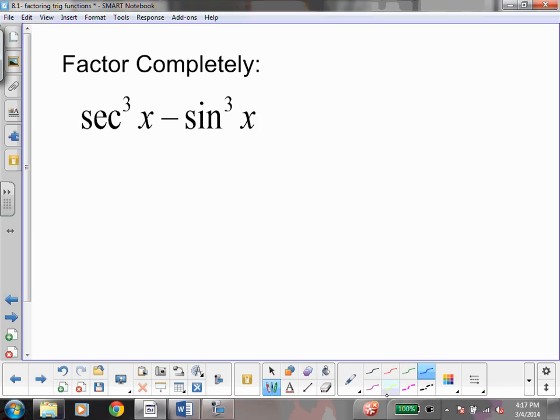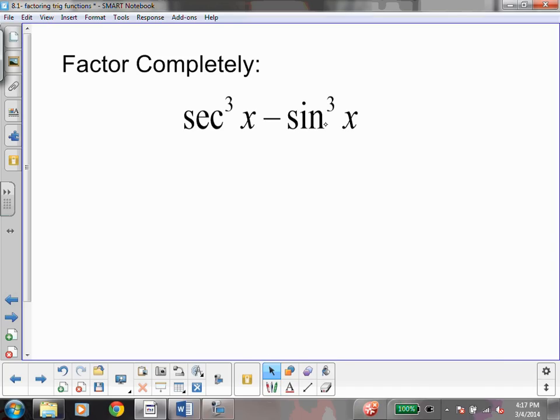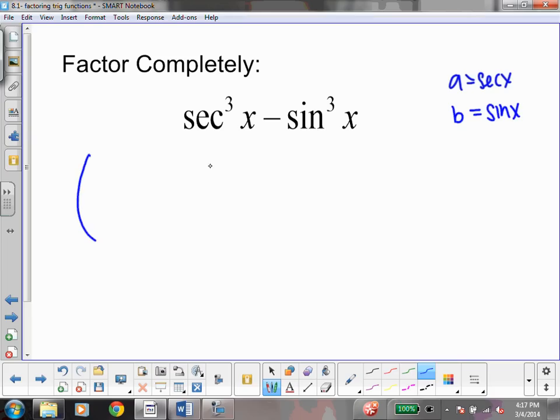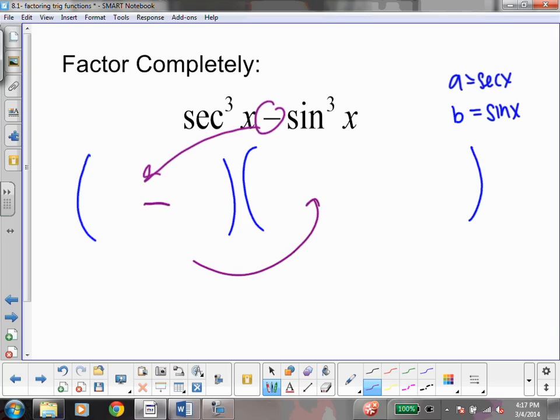Now let's consider this one. I have the difference of cubes here, because secant cubed is a perfect cube, and sine cubed is a perfect cube, which means that my a term had to start out as the secant of x, and my b term had to start out as the sine of x. Because I know my special factoring patterns, I can jump straight here. I know the first sign is going to be the same, the second sign is going to be opposite, and the last one is always positive. Now I just have to fill in the blanks.